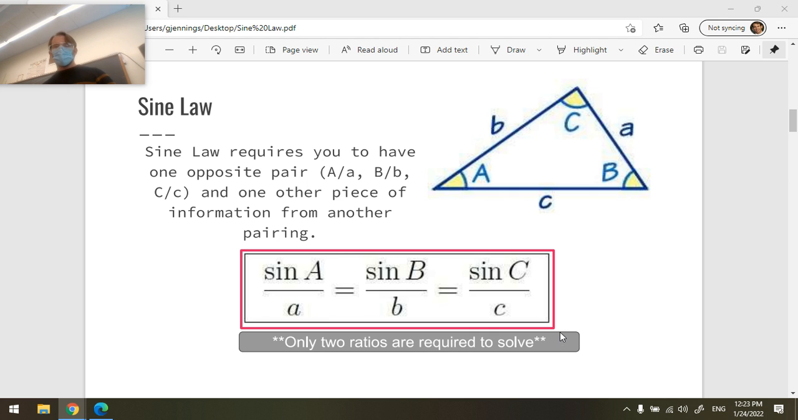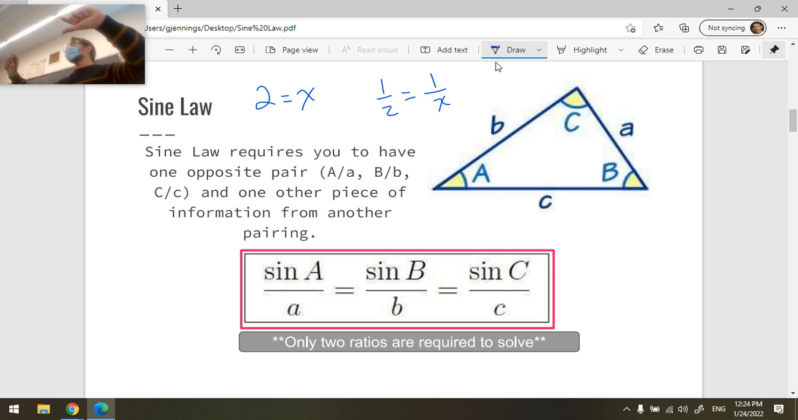But I want you to write this upside down as well. What do you mean by writing it upside down? I want you to notice something. If I tell you 2 equals x, then 1/2 equals 1 over x. That's just a fact of numbers. I can always flip both sides of an equation. It's a really fancy inverse operation you can do to both sides. Just flip both sides.